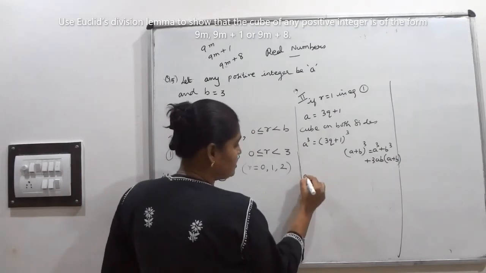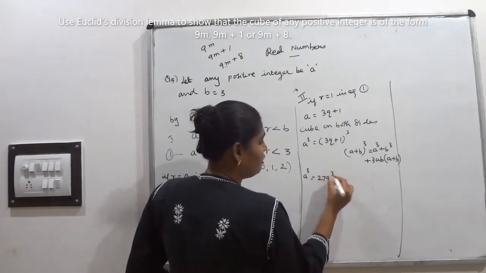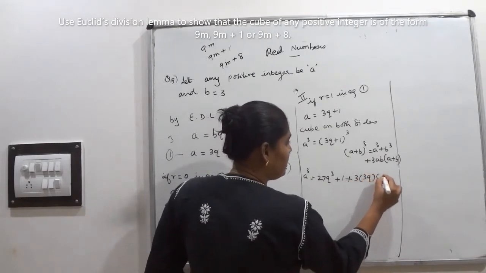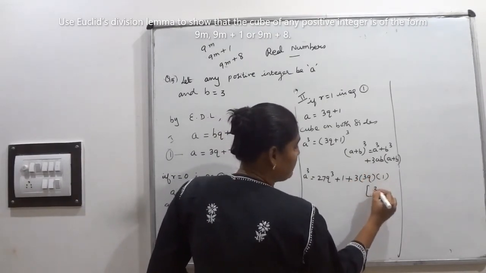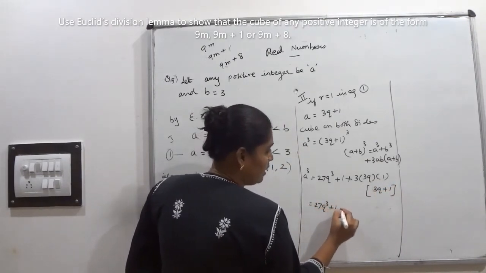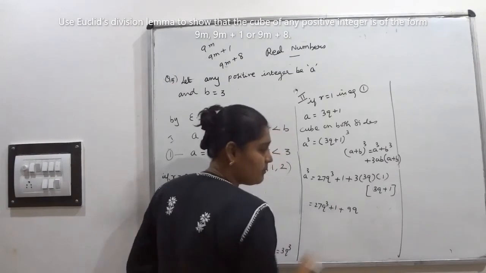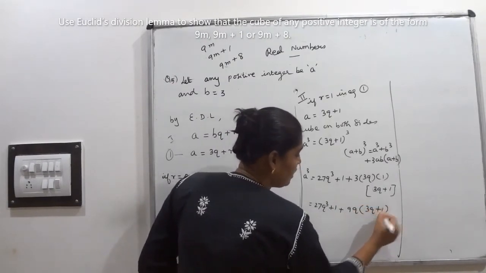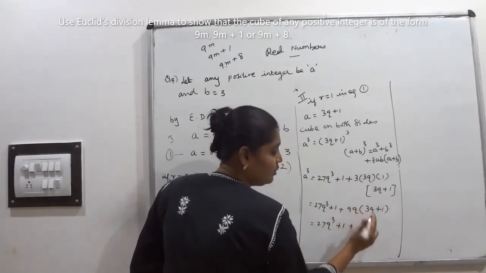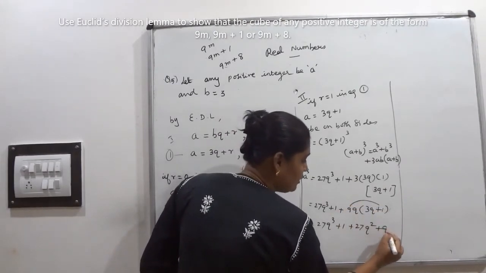I am going to use this identity here. 3q power 3 will give you 27q cube, 1 cube that is 1 only, plus 3, where a value is 3q and b value is 1, and inside the bracket a plus b, that is 3q plus 1. So 27q cube plus 1 plus 3 into 3 is 9, 9 into 1 is 9, q as it is, then inside the bracket 3q plus 1. So 27q cube plus 1 plus 9q into 3q, that is 27q square, and 9q into 1, that is 9q.